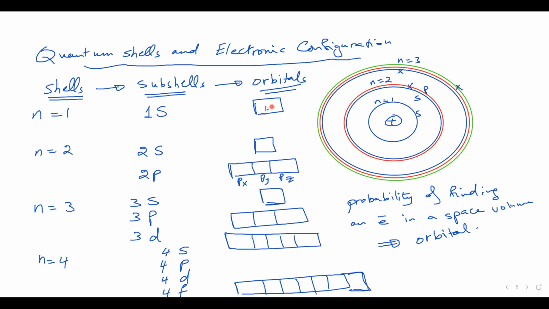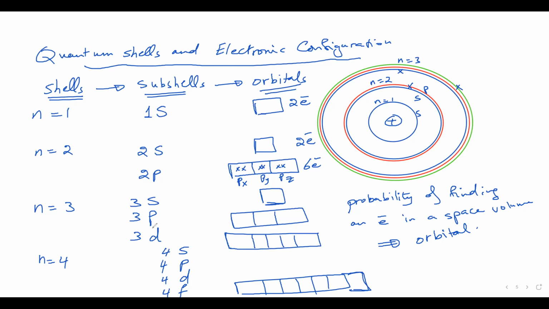So if each orbital, this box represents an orbital, can take two electrons, then the first shell, which has only one orbital, the 1s orbital, will take only two electrons maximum. It can take one electron or it can take two electrons maximum. For the second shell, the 2s can take maximum two electrons, but the 2p, as it is divided into three orbitals, and each orbital can take two electrons, can take maximum six electrons. If it takes two here, two here, two here, this means that we have 6 electrons.